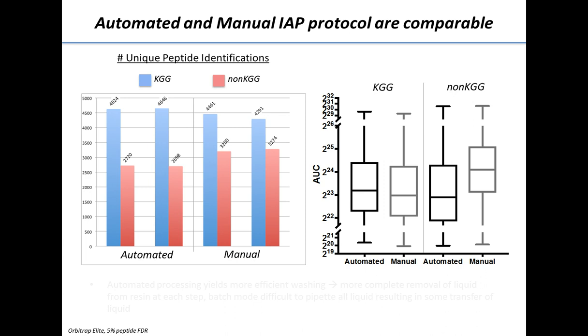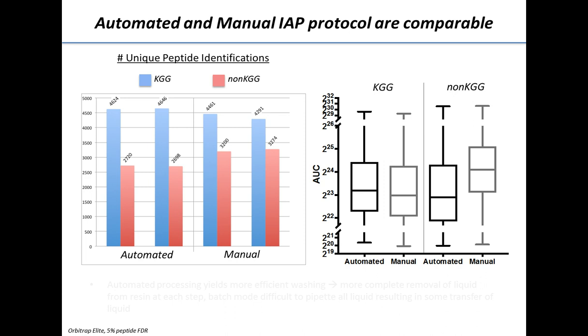Interestingly, if you look at the non-KGG peptides that are identified, you can see that there is a higher number identified in the manually prepared samples, and that's reflected on the right-hand side graph, where we're plotting KGG over the non-KGG peptide ID ratio.